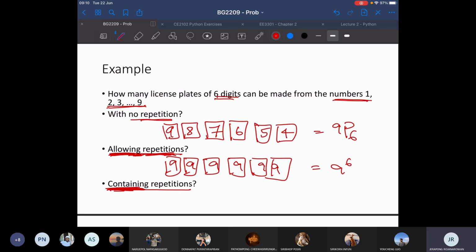Hey, what about this one? Containing repetitions. This one is difficult if you think about it directly because there are many cases. Why there are many cases? Because you might end up having 2 repetitions or maybe 3 repetitions and maybe 4. If 4, it can be 2 and 2 or all 4, right?